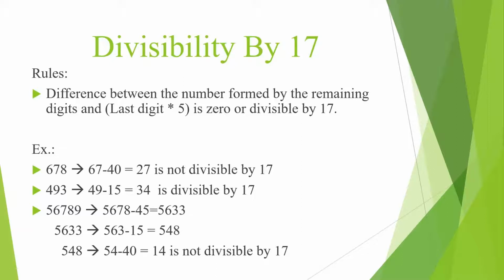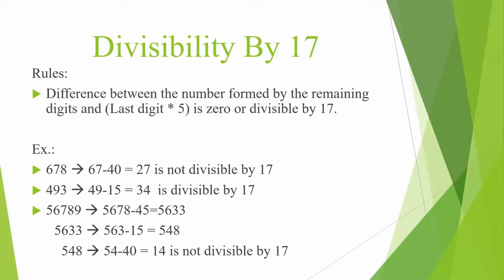Now let's consider another example, 493. Here ignore the last digit, we will get 49. Last digit into 5 is 3 into 5 equal to 15. 49 minus 15 equal to 34. 34 is divisible by 17. That is 17 into 2 equal to 34. So 493 is also divisible by 17.